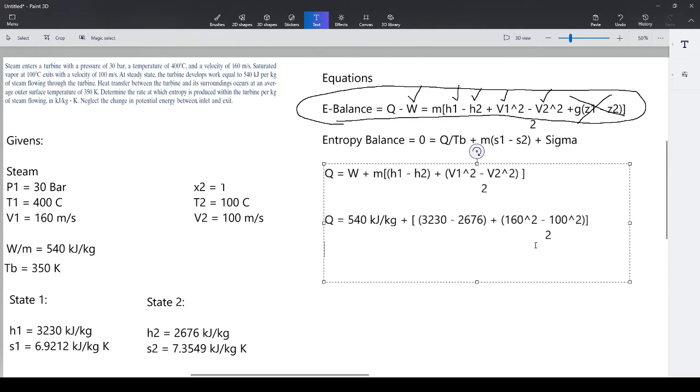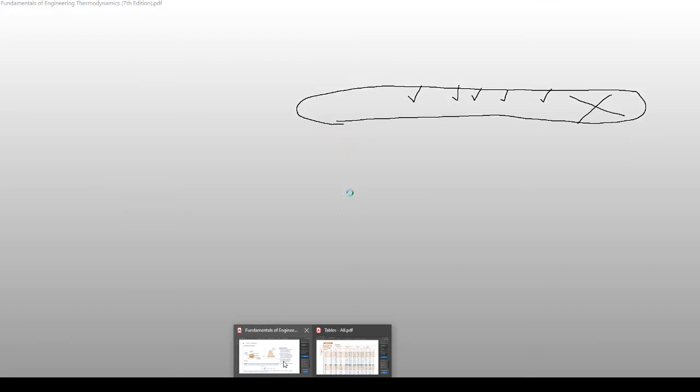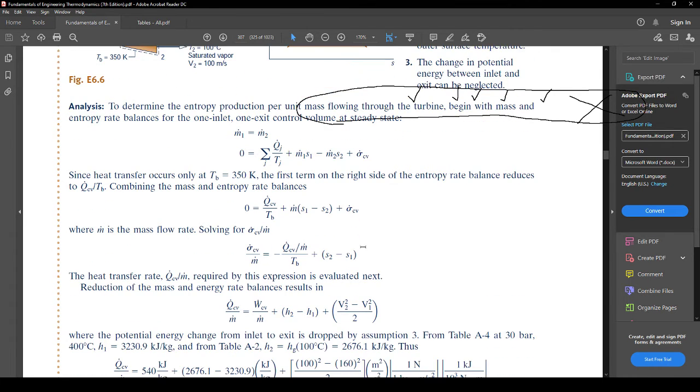Minus 100 squared divided by 2. And then it's plus 3230 minus 2676. And then plus 540. So that means that our answer here, which I have as Q, is equal to 8894 kilojoules per kilogram. I'm going to go see if that is correct. You know, my calculator sometimes deceives me.